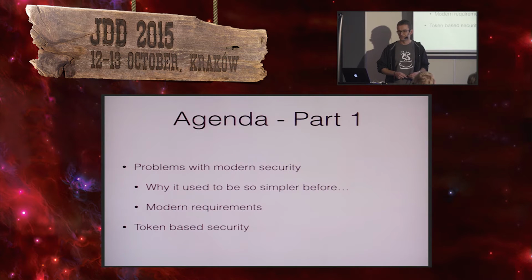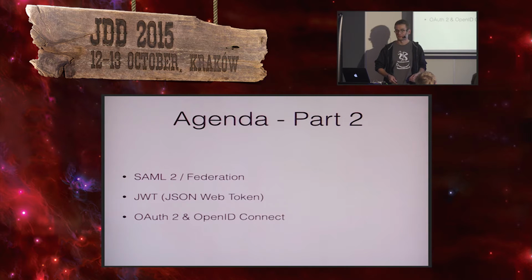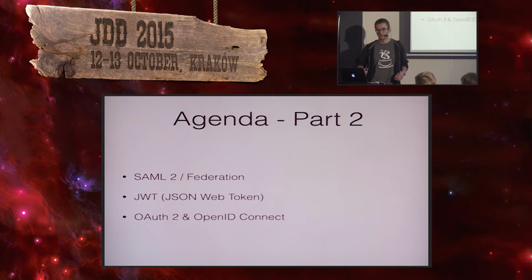how things changed. I will tell you a bit about token-based security and why tokens matter in most security standards, why you should care about tokens when you do things with security, and why you should understand them. I will try to dive a bit more into 4 different standards: SAML2, JWT (JSON Web Token), OAuth2 and OpenID Connect.